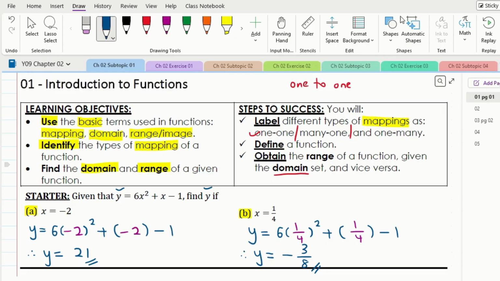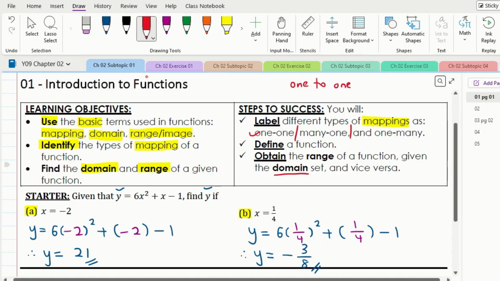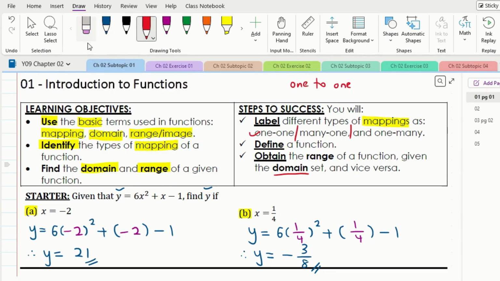Alright, now these are the answers to the starter. If you use a calculator to calculate the substitution of x equals negative 2, you will get positive 21 as your y. And as for part b, if you substitute x equals 1 over 4 into the given equation, you should have y equals negative 3 over 8.